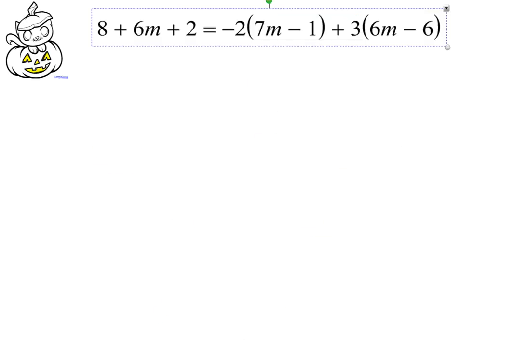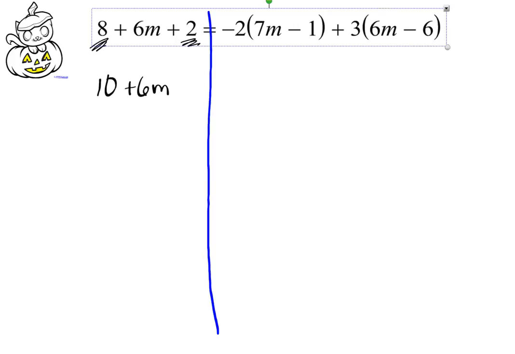All right, here comes one with lots of stuff to do. We've got to be careful. We've got to pay attention. We're going to put our line right down our equal sign. On the left-hand side of my equation, I have some like terms to collect. I have 8 and 2, which gives me 10. Didn't do anything to the 6m.